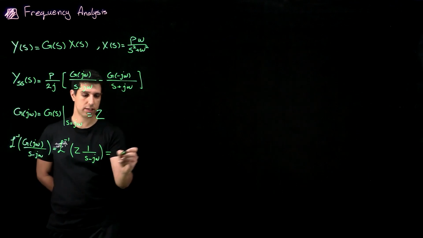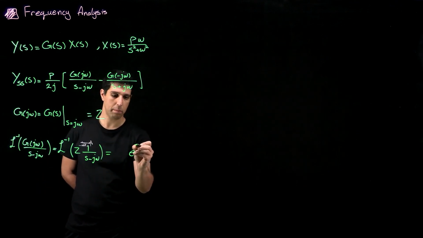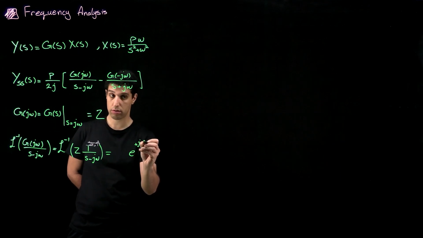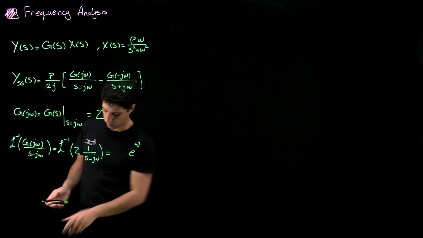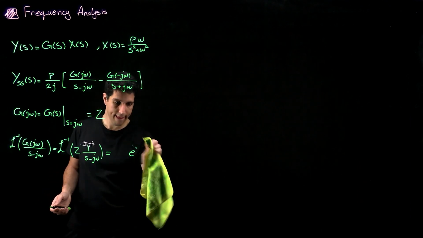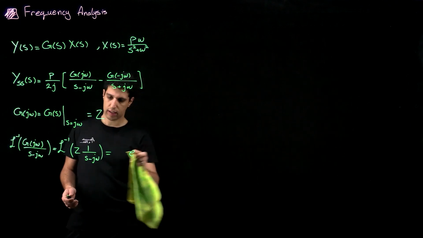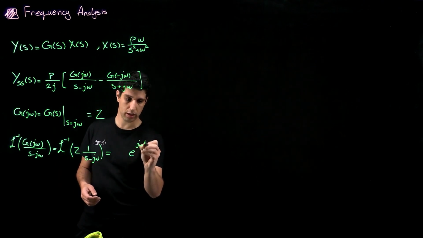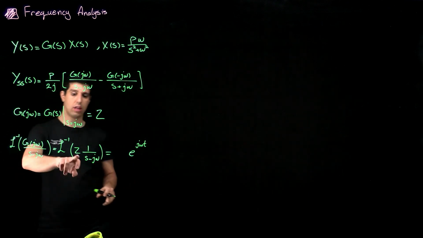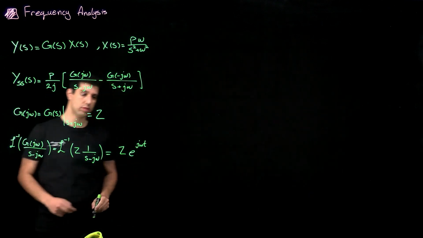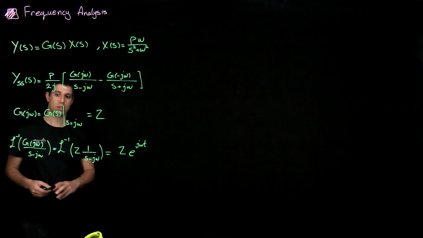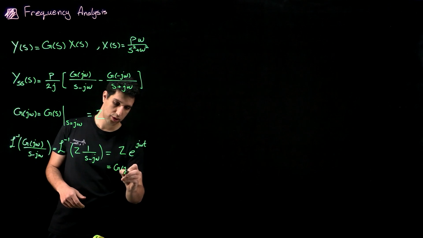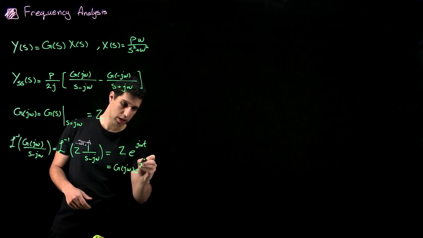So this one, s minus a, gives e to the, well, in this case, it's s minus, yes, it's going to be plus, yes, this is e to the j omega t. And this one is just a constant, so it doesn't apply. So it comes out, and I can rewrite it as G of j omega e to the j omega t.